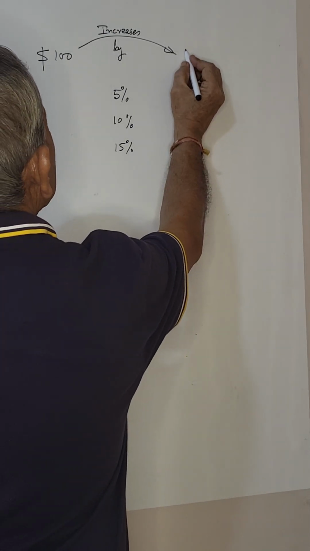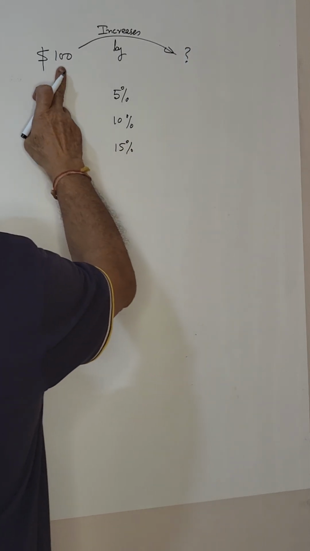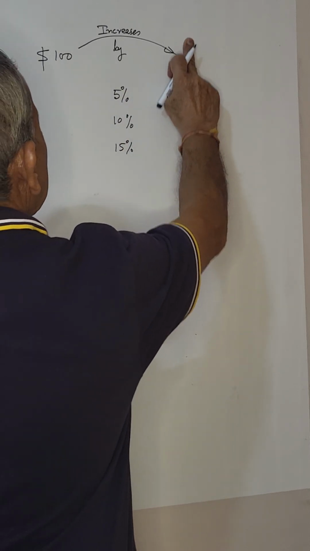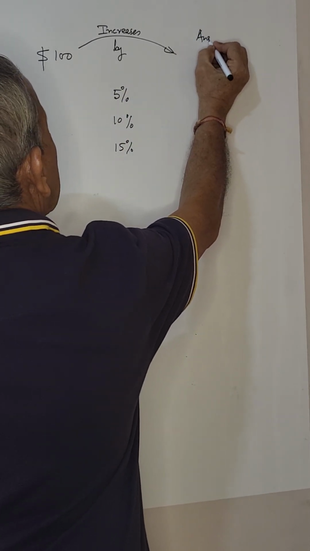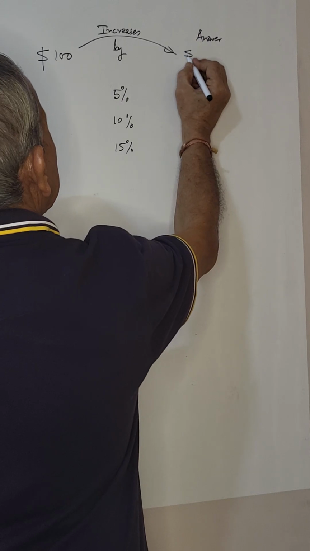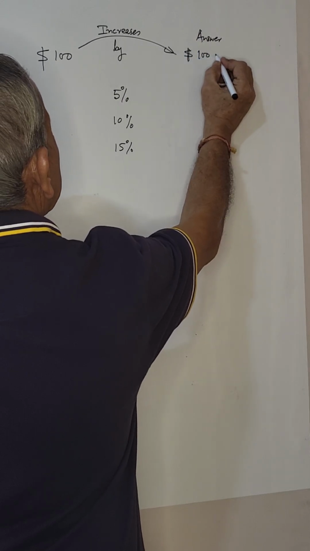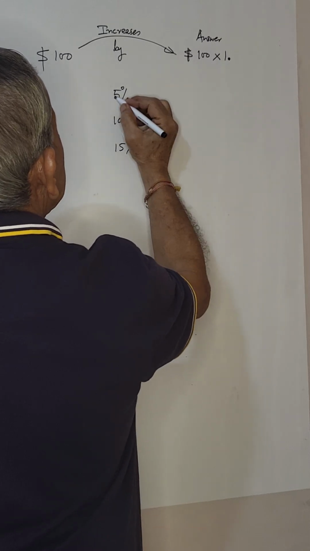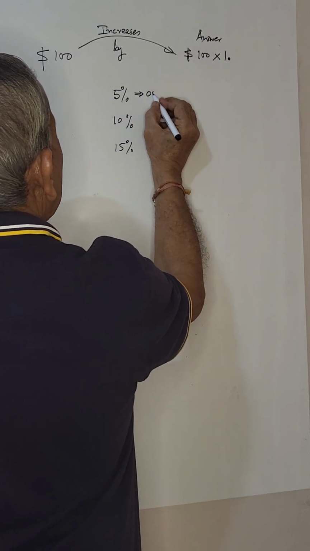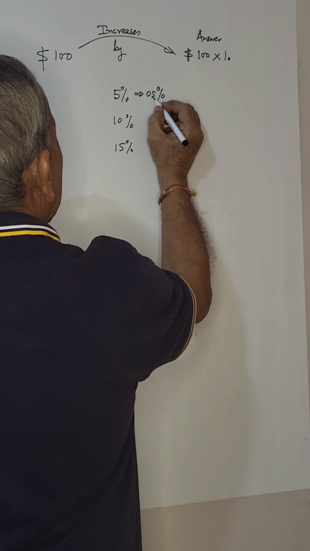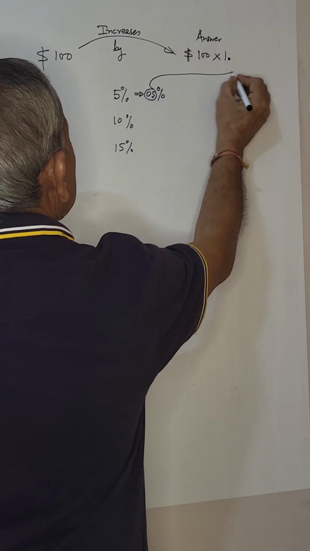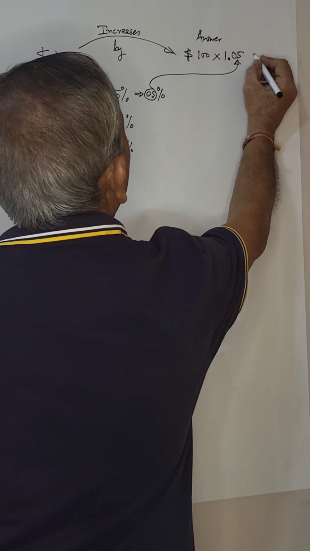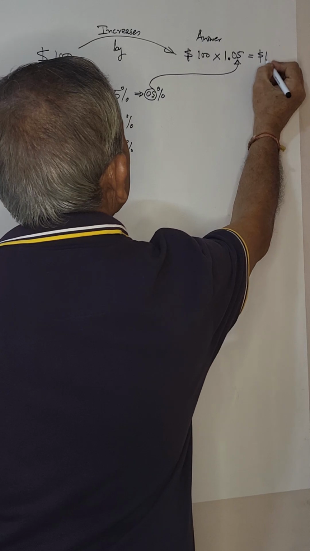To find this amount, when this increases by 5%, the answer will be $100 times 1 point, write this 5 as 0.5, double digit, and write this 0.5 here, and the answer will be $105.